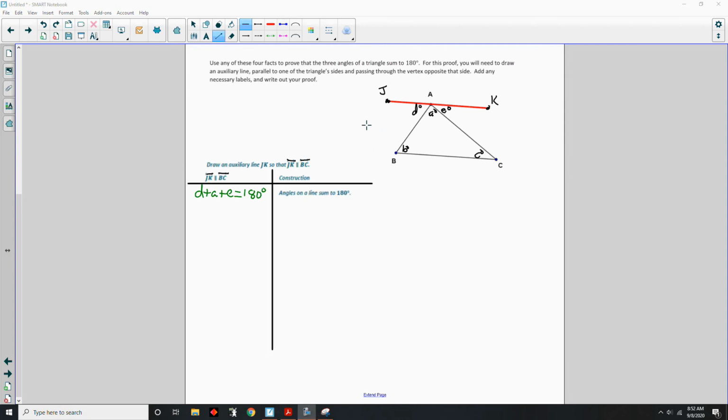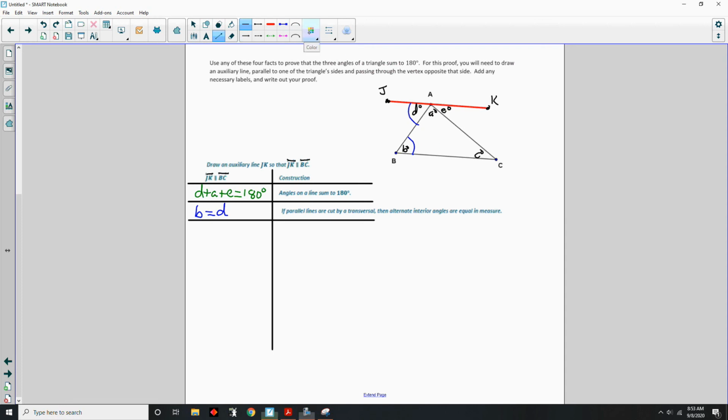Okay, now keep in mind what we're trying to remember. Alternate interior angles, corresponding angles, vertical angles. What do we have here? Well, if I have JK and BC as parallel and AB is a transversal, then hopefully you can see that this angle here and this angle here are alternate interior angles. So now I can say B equals D. And the reason, okay, so B is equal to D.